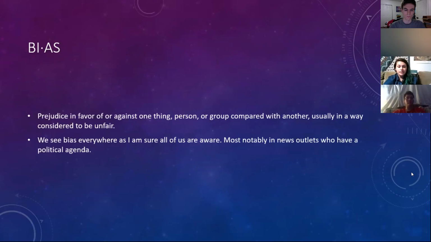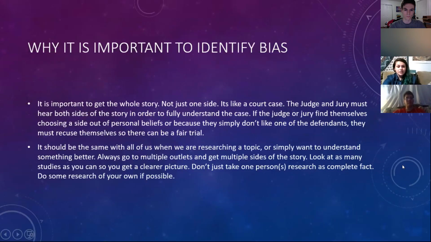We see bias everywhere, as I am sure all of us are aware, most notably in news outlets who have a political agenda. Why is it important to identify bias? It is important to get the whole story, not just one side. It's like a court case. The judge and the jury must hear both sides of the story in order to fully understand the case.